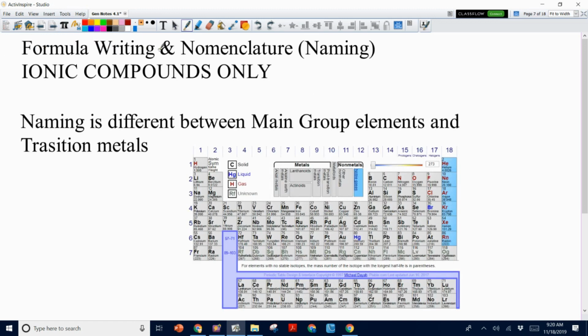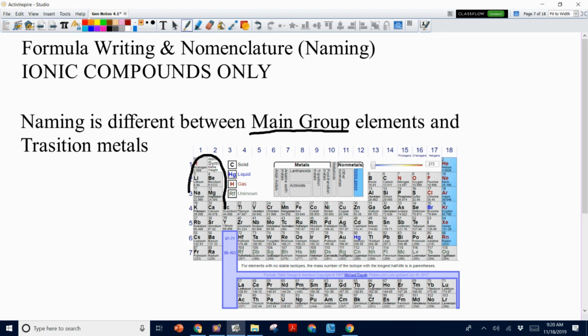All right, so let's talk about formula writing and nomenclature. Nomenclature is just a fancy word that means naming. And we're going to just talk about ionic compounds only, and only main group elements for now. We will talk about transition metals, but for this week, we're just going to concentrate on the main group elements, and then we'll get into the transition metals. So go ahead and write your notes on it.